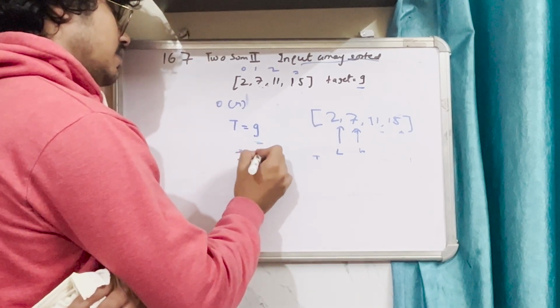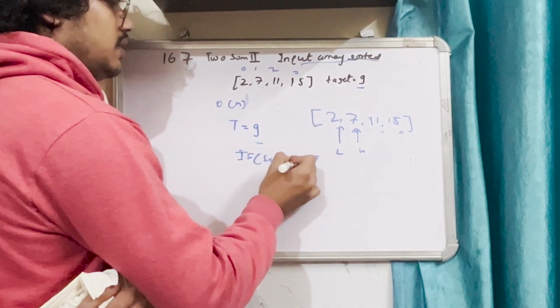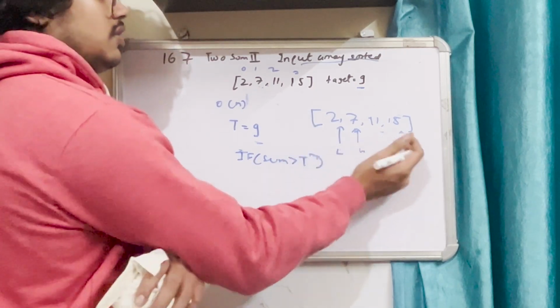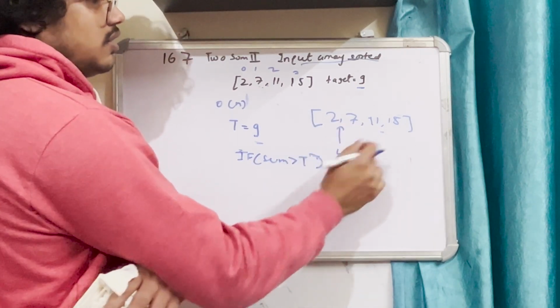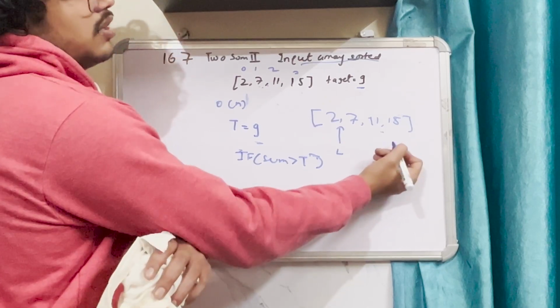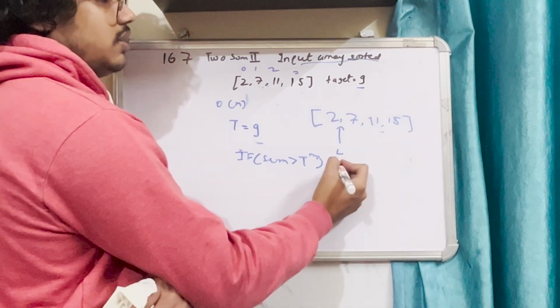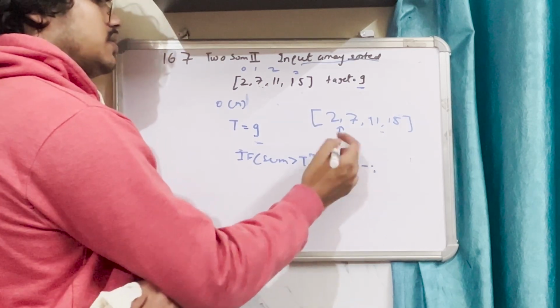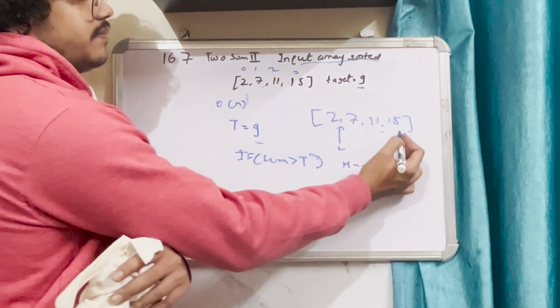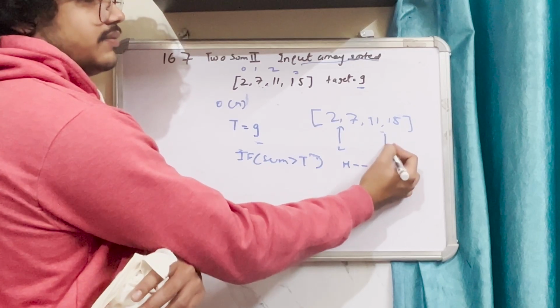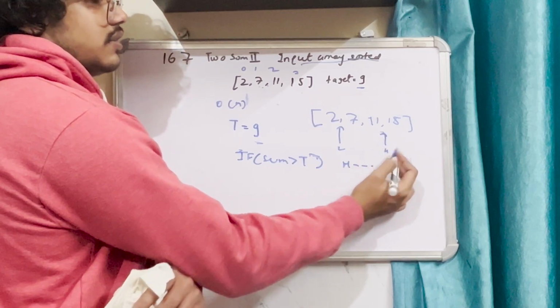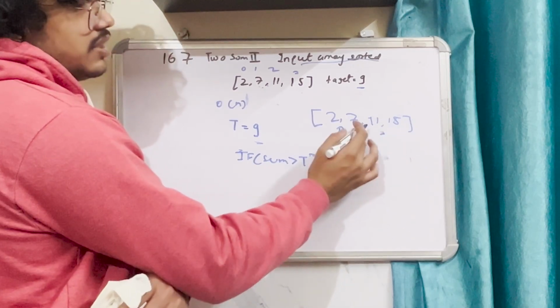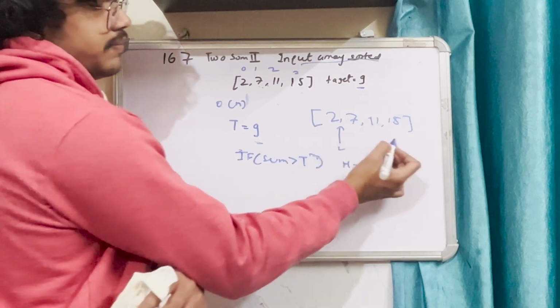if the sum is greater than the target, you move your high pointer to the lower or previous position, that is, h minus minus. You can do h minus minus. So you moved h here, and if you move h again here, you'll get the answer.